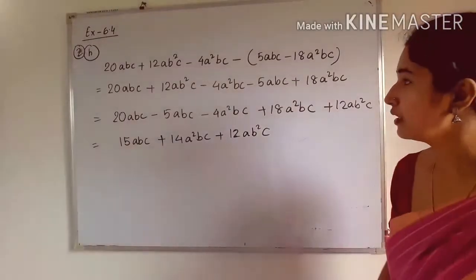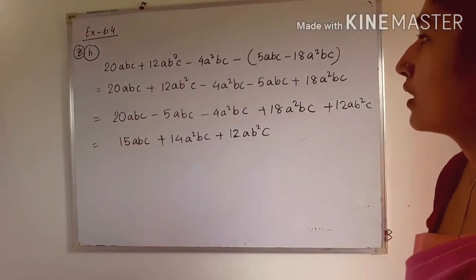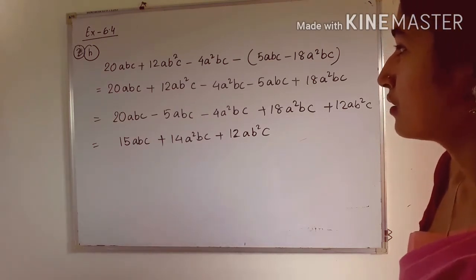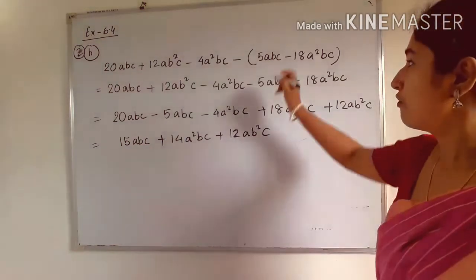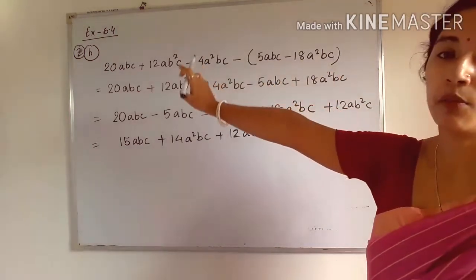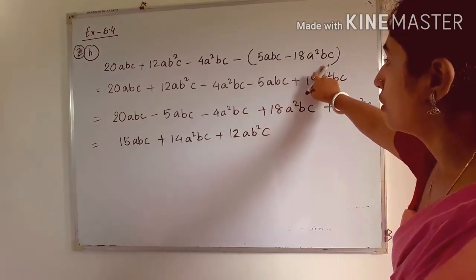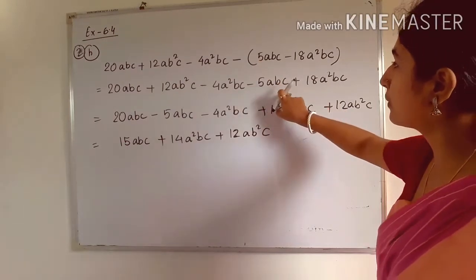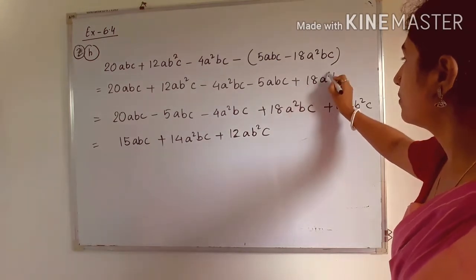So next you can see here in number 20ABC plus 12AB square C minus 4A square BC. Okay, this is the first expression. Next, what we have to subtract? 5ABC minus 18A square BC we have to subtract from that algebraic expression. So we will write minus of 5ABC minus 18A square BC. So after opening the bracket we will get what? This is plus, so we will get minus 5ABC, and this is minus, so minus will be what? Plus. So 18A square BC.